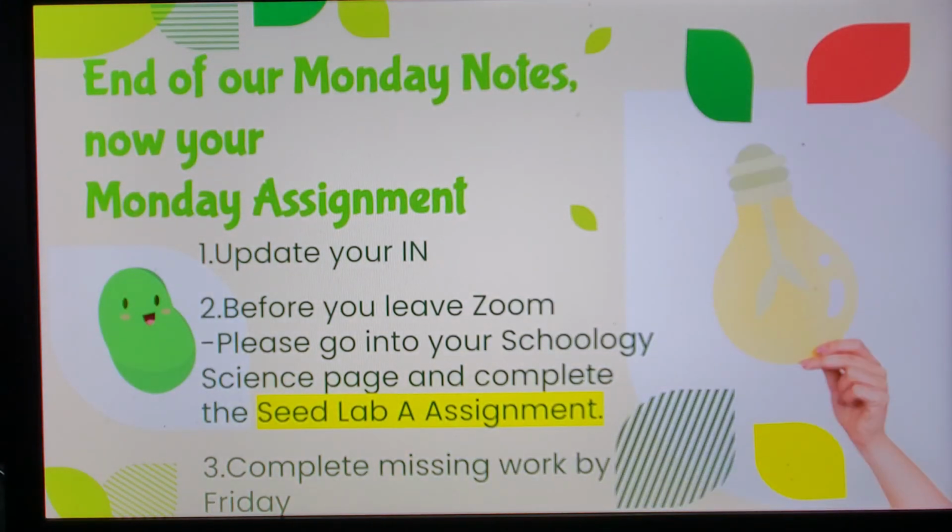Alrighty, so we covered the words internal and external, and we did some examples of some internal causes and external causes.